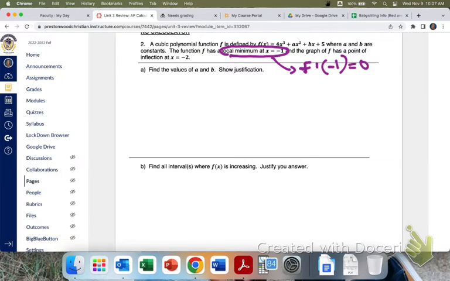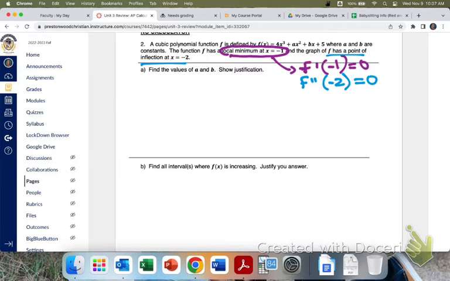Then it also tells me f has a point of inflection at -2. What does that tell me? The second derivative at -2 equals 0, because it's a point of inflection. So that gives me a place to start, right? I know how to find the first derivative, don't I?